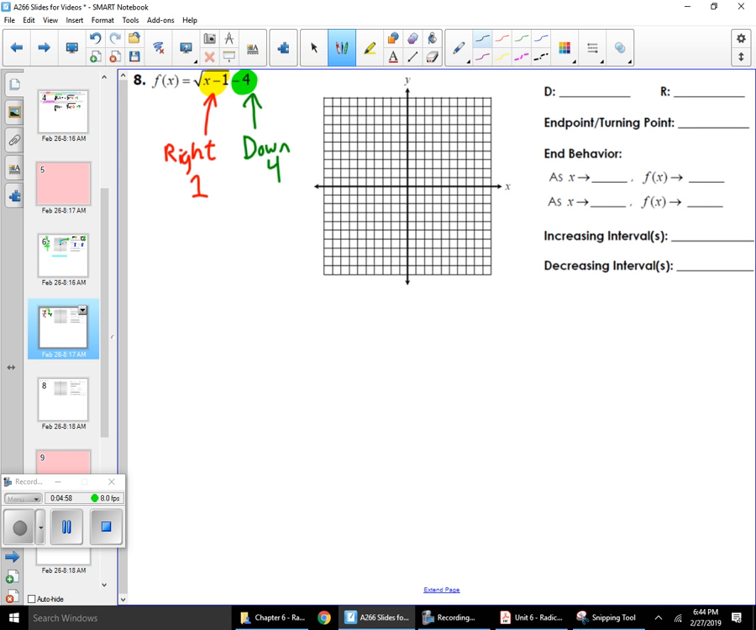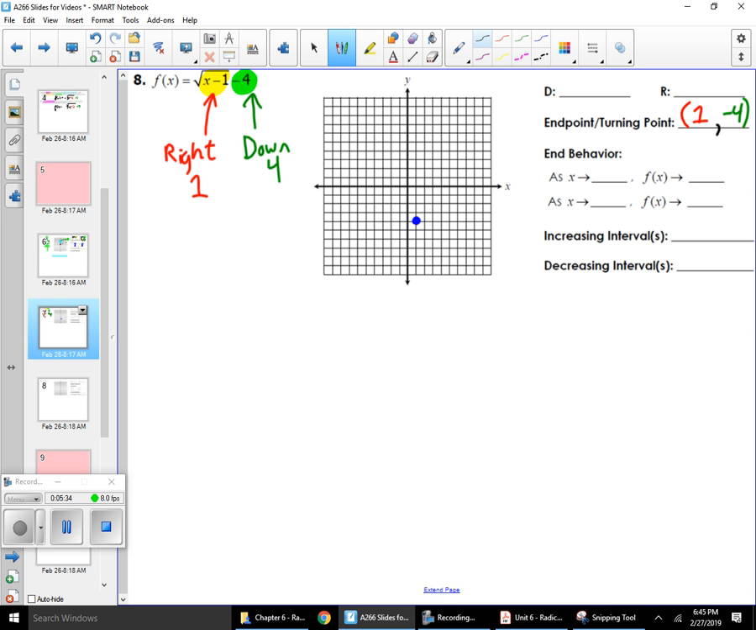So one way to do this is to graph the parent function and actually shift every point down 4 and right 1. Another method, and one that I like because it's pretty quick, is to actually start at the endpoint. Remember that these h and k values are the same as our endpoint. Our endpoint would be 1, -4. Sorry, 1, -4.